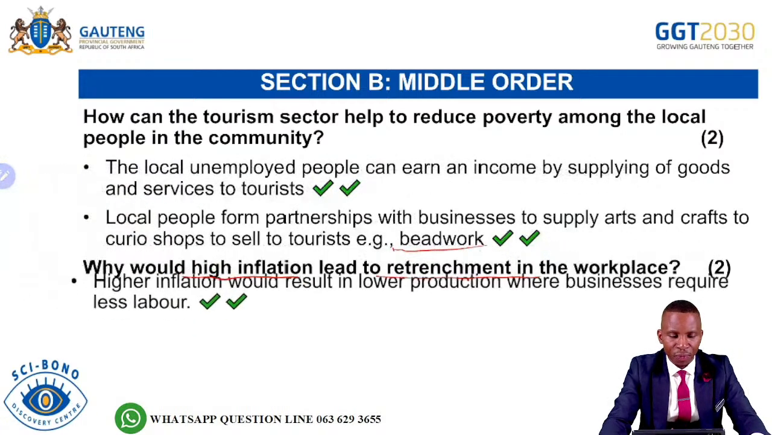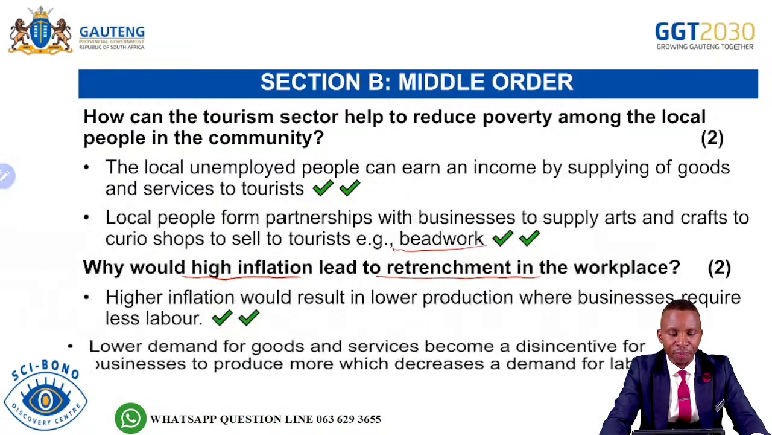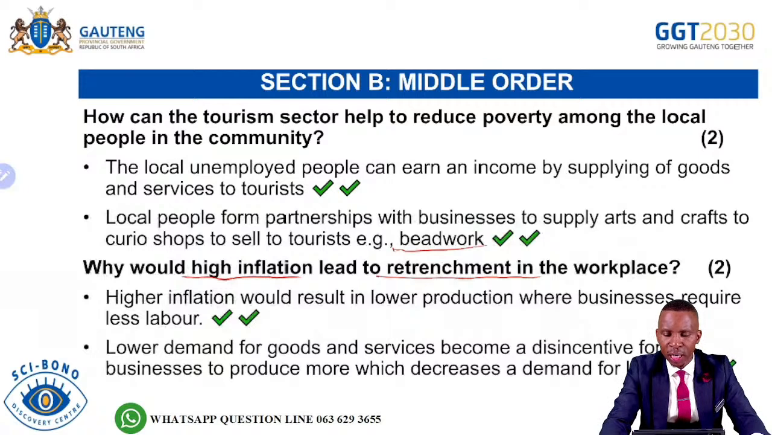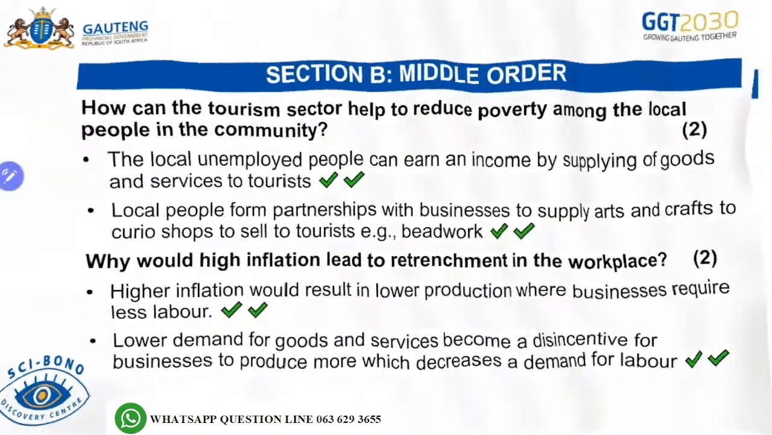Higher inflation would result in lower production, where businesses require less labor. Lower demand for goods and services becomes a disincentive for businesses to produce more, which decreases the demand for labor. So with more inflation, there is less consumption of goods and services. So the demand for labor will drop because there will be less demand for goods and services, which will lead to less production of goods and services.